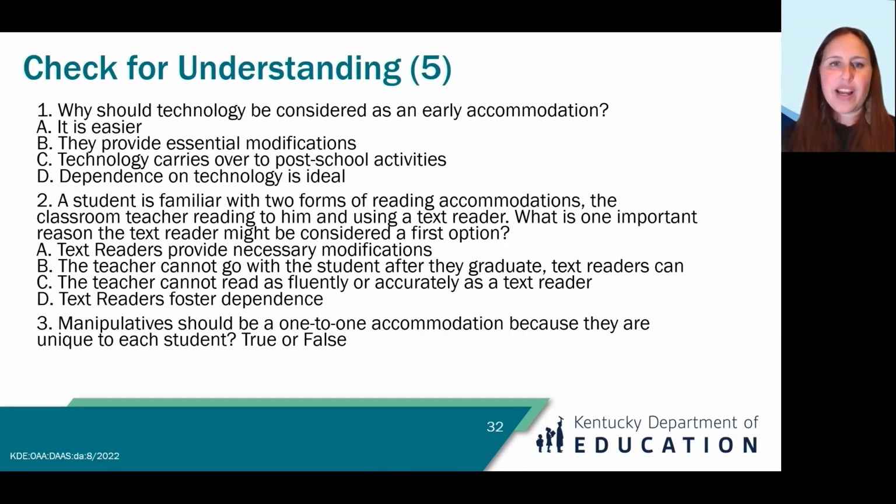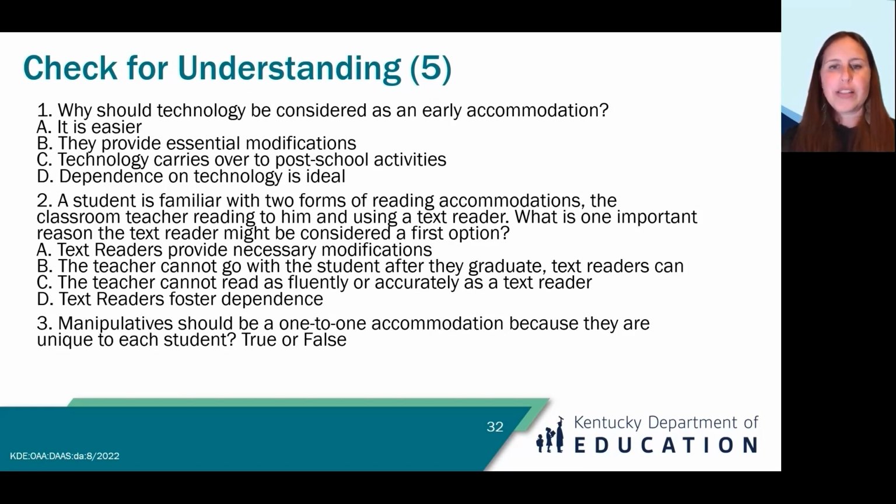Check for understanding number 5. Question 1. Why should technology be considered as an early accommodation? A, it is easier. B, they provide essential modifications. C, technology carries over to post-school activities. D, dependence on technology is ideal. The answer is C. Technology helps foster independence and can carry over to post-school activities for the child once they exit the public education system.